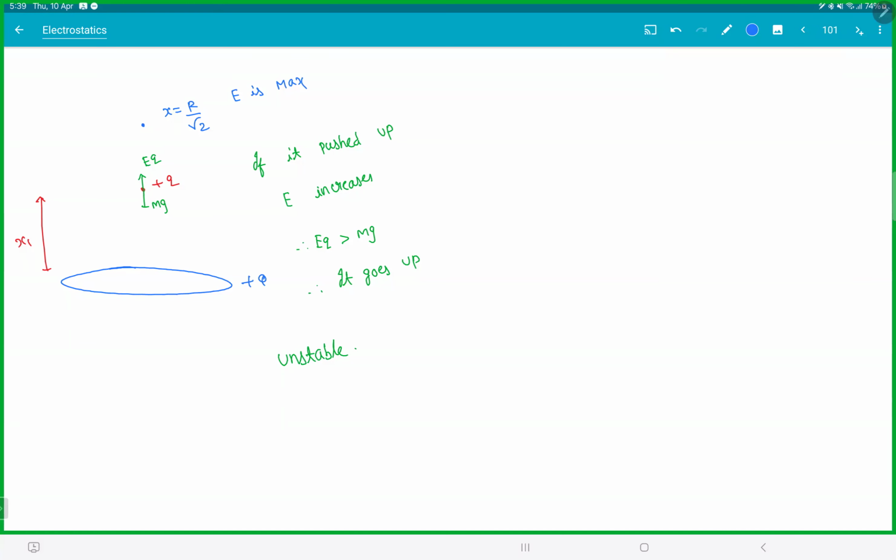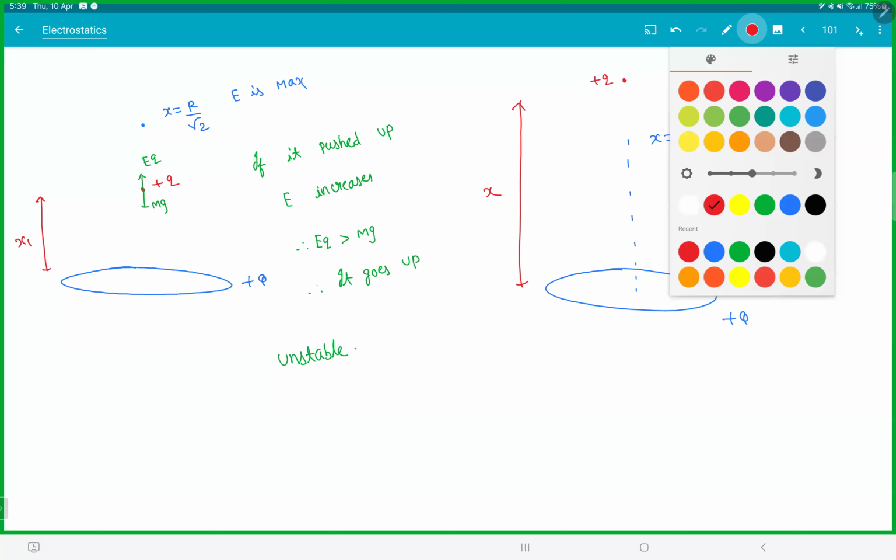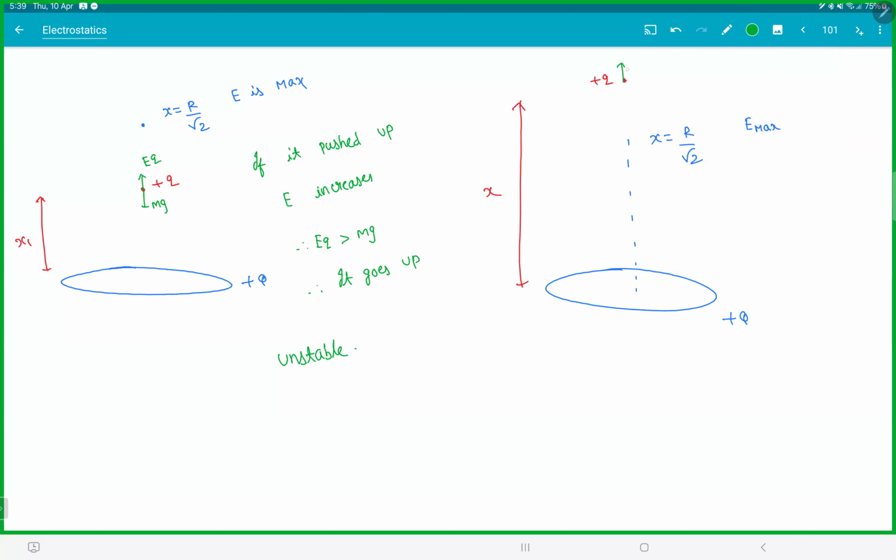So whenever someone asks you stable or unstable, this is one easy way to figure it out instead of doing all that math part. So the other case, if you take plus q and r, let's say if this is x is equal to r by root 2, the maximum value, and let's say if the equilibrium occurs here now. Now look at this thing. So now the forces are EQ and mg. Now if I push it up, E will decrease.